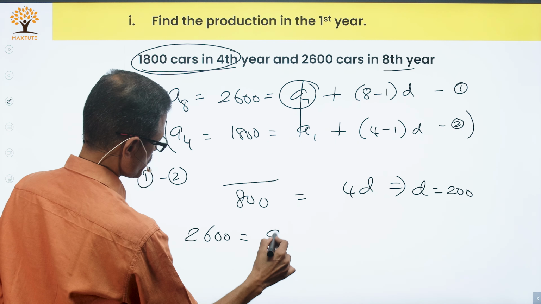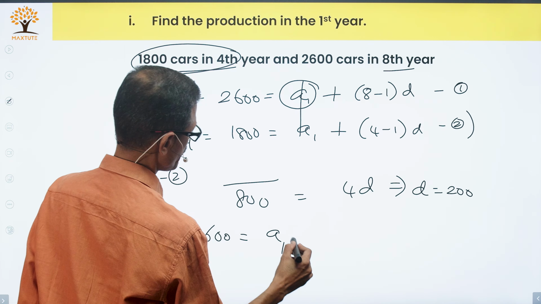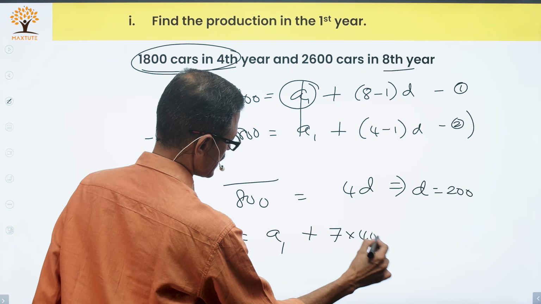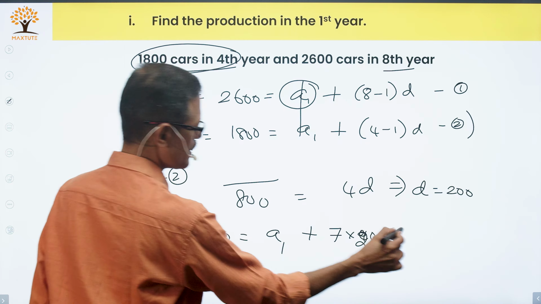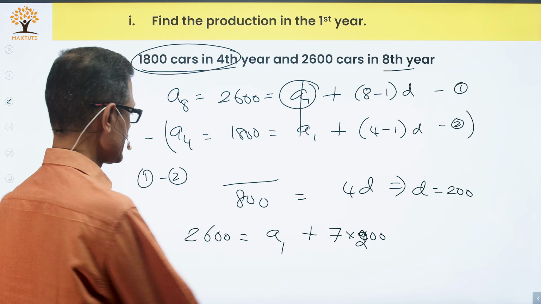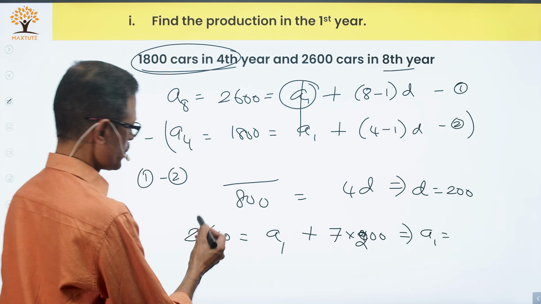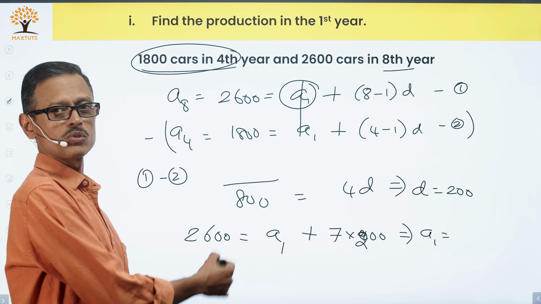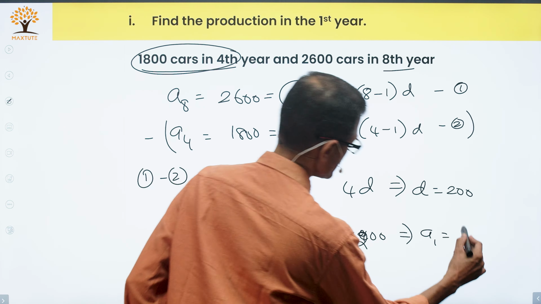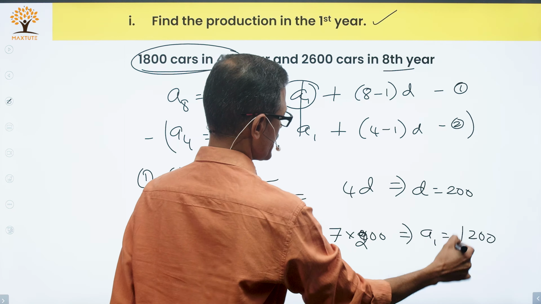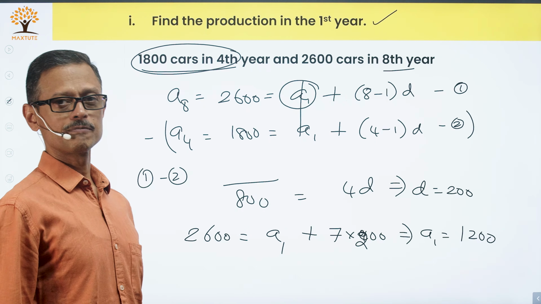2600 is equal to the production in the first year, which is what we need to find out, plus n minus 1, which is 7, into 200. 7 into 200 is equal to 1400. Take it to the other side. You'll get the value of A1 to be equal to 2600 minus 1400, which is equal to 1200. So the number of cars produced in the first year, A1, is equal to 1200.